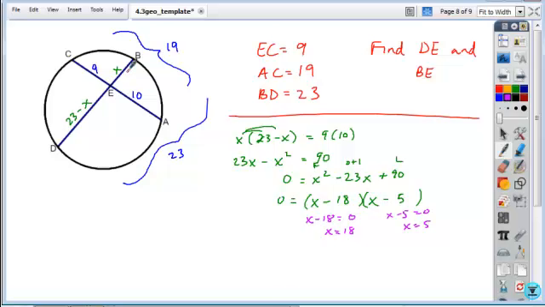And now, do you know which one is which? If you base it on the appearance, you'd say 18 is the longer one and x is the shorter one. But you don't know which one is which. All you know is that one is 5 and one is 18. And if I gave you additional information and said something like DE is greater than BE, then you can know specifically what they are. But if not, then you just know that the two measures are 18 and 5.